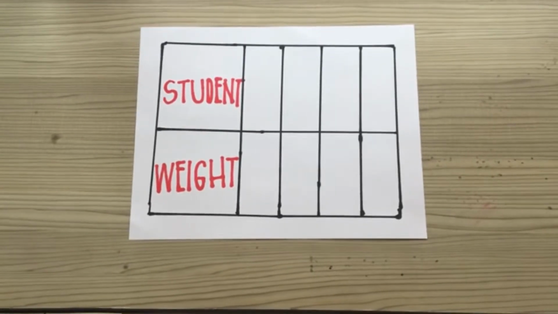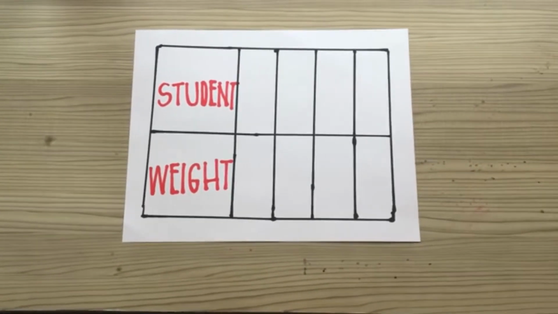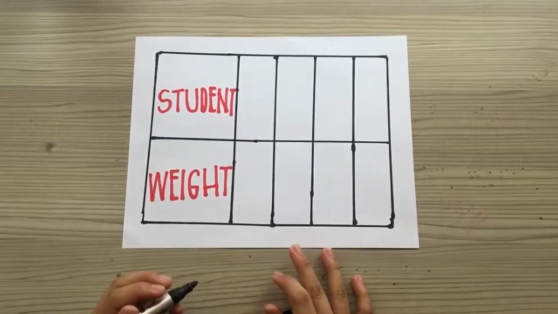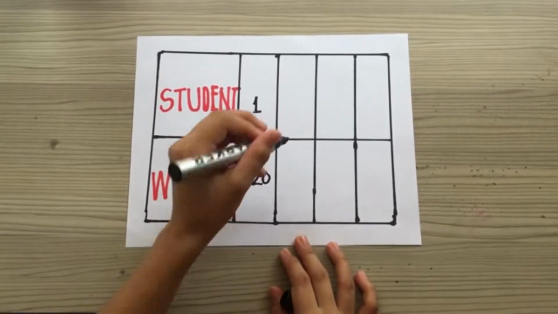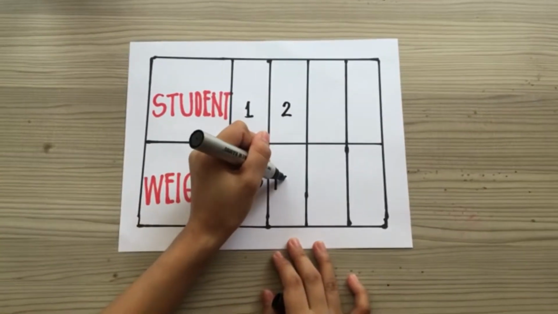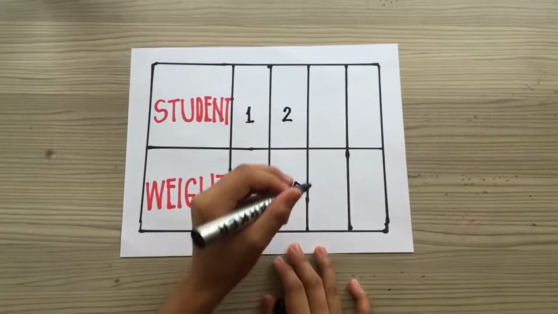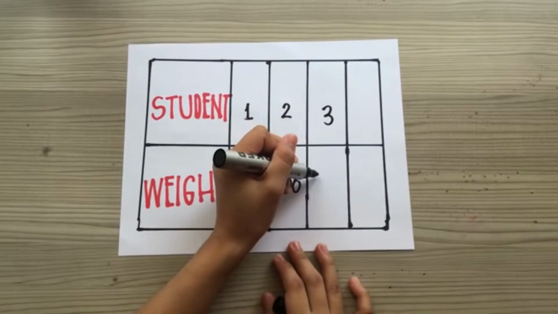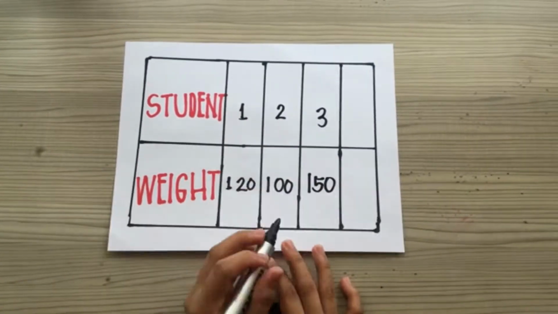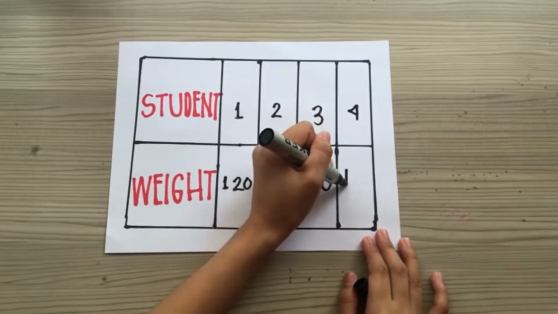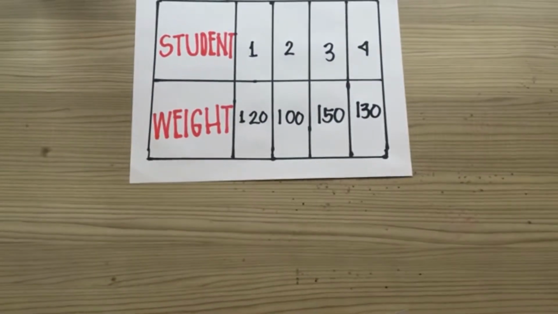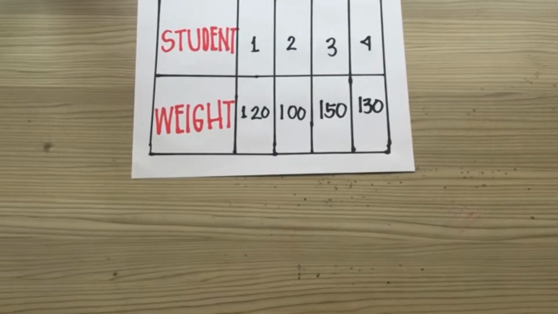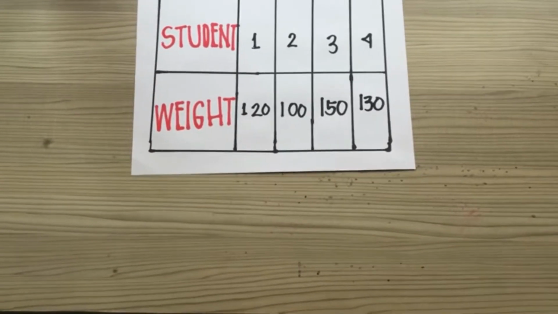Suppose the weights of 4 students are shown in the following table. Student 1 with the corresponding weight of 120, Student 2 with the corresponding weight of 100, Student 3 with the corresponding weight of 150, and Student 4 with the corresponding weight of 130. The pairing of the student number and his corresponding weight is a relation and can be written as a set of ordered pairs of numbers.